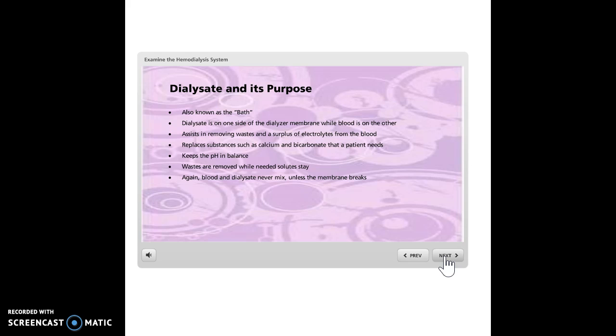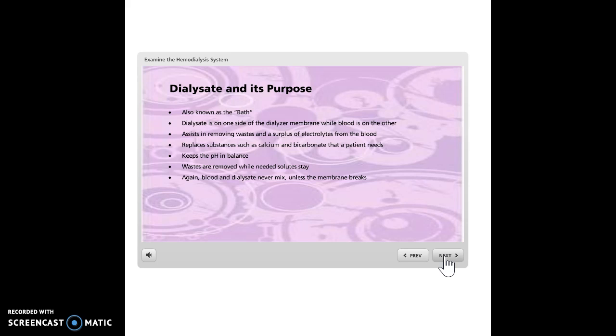This is a very important slide. Dialysate and its purpose. I mentioned that it's also known as bath or acid. A lot of times I'll probably say acid just because we always call it that. Remember that dialysate is on one side of the dialyzer membrane and blood is going to be on the other.